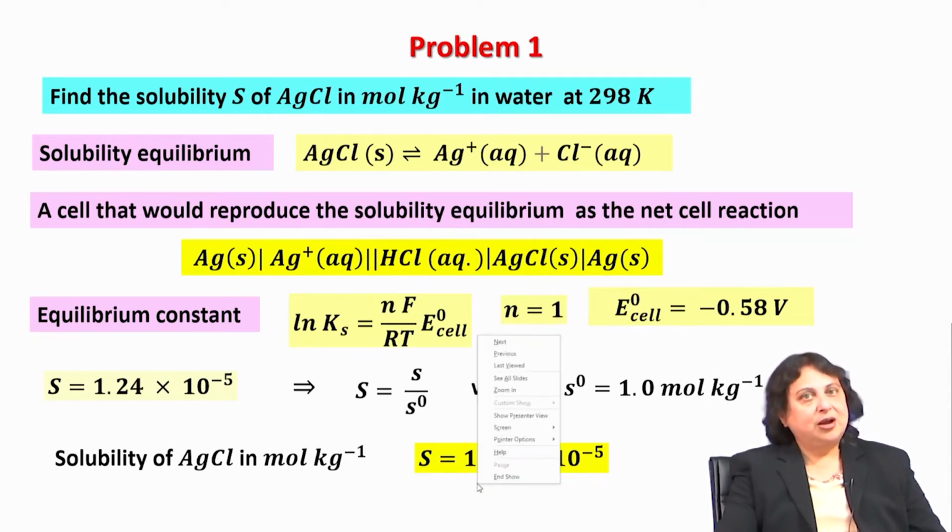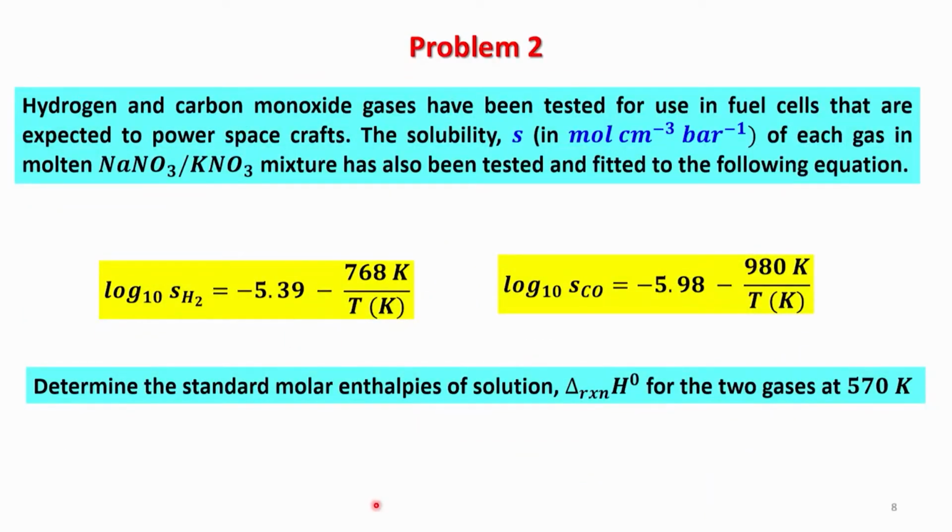Now, what we are going to do is look at a second problem, again based on the solubility, but in this case we are not going to be limited to a single temperature; rather, we are going to look at the temperature dependence of solubility. So, now let us see that hydrogen and carbon monoxide gases have been tested for use in fuel cells. And where are these fuel cells going to be used? These are expected to power spacecrafts.